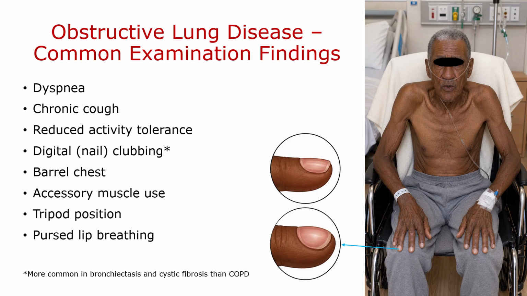Chronic air trapping can also lead to a barrel chest, where the chest remains expanded because the lungs are chronically hyperinflated. To help overcome airflow limitation, patients often recruit the accessory muscles of respiration, adopt a tripod position, and use pursed lip breathing. These strategies help reduce airway collapse during exhalation, improve expiratory airflow, and decrease the work of breathing. As you progress through this series, you'll see that while each obstructive disease has its own unique features, these are many of the common signs and symptoms you'll encounter across the obstructive lung diseases.